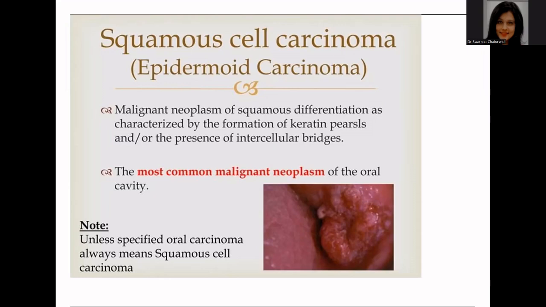All right. So the next epithelial origin malignant lesion is squamous cell carcinoma. Whenever we refer to oral cancer, unless it's specified, it is nothing but squamous cell carcinoma. It's a malignant neoplasm of squamous differentiation, so it is termed so, and is characterized by formation of keratin pearls or presence of intercellular bridges. The most common malignant neoplasm of the oral cavity is SCC.